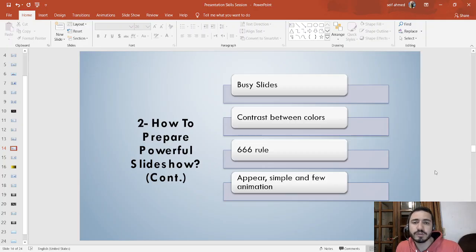Also, don't neglect the contrast between colors. Do not type light text on a light background or dark text on a dark background because people will not be able to see that.